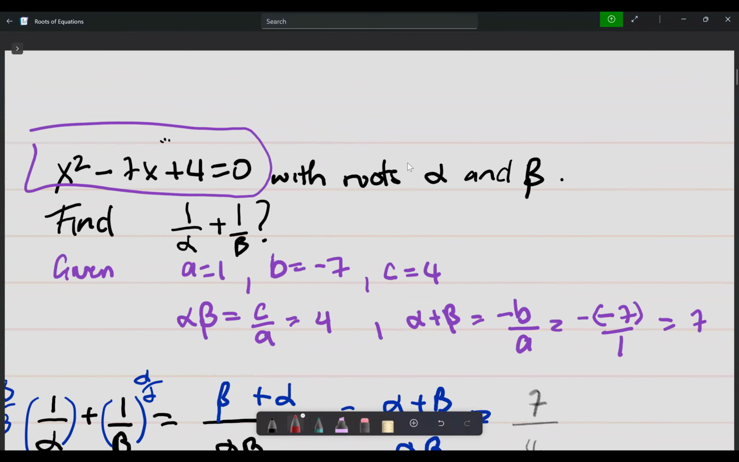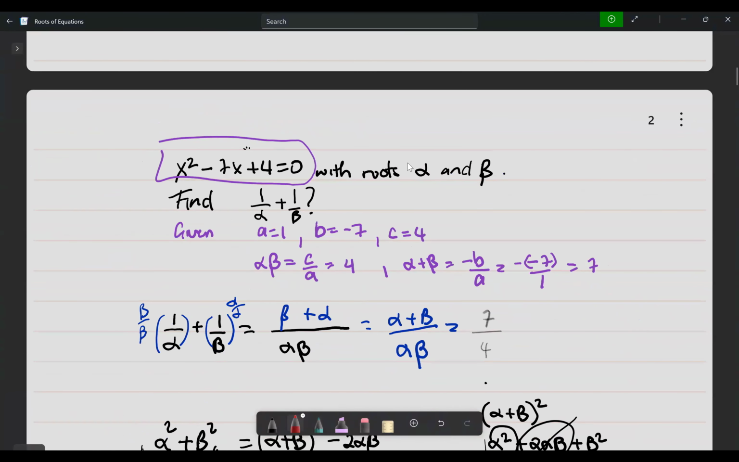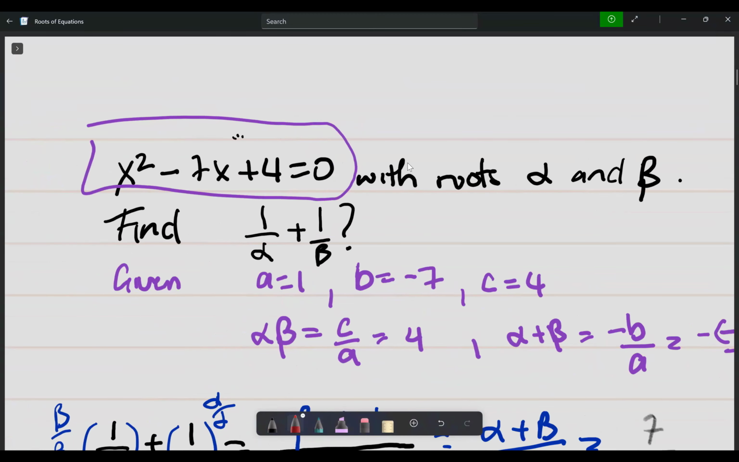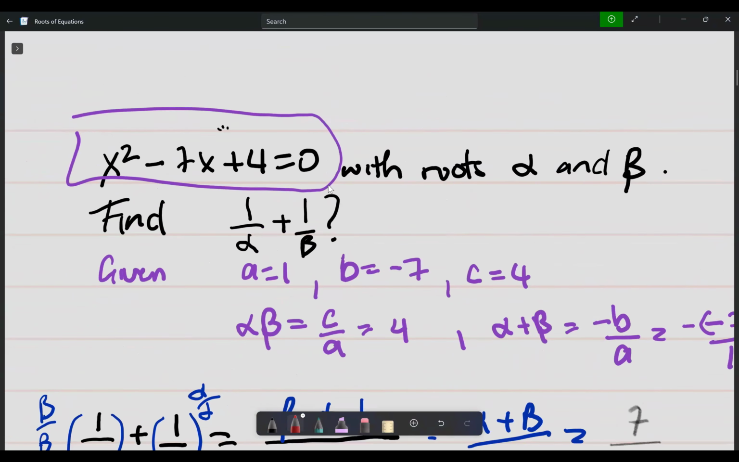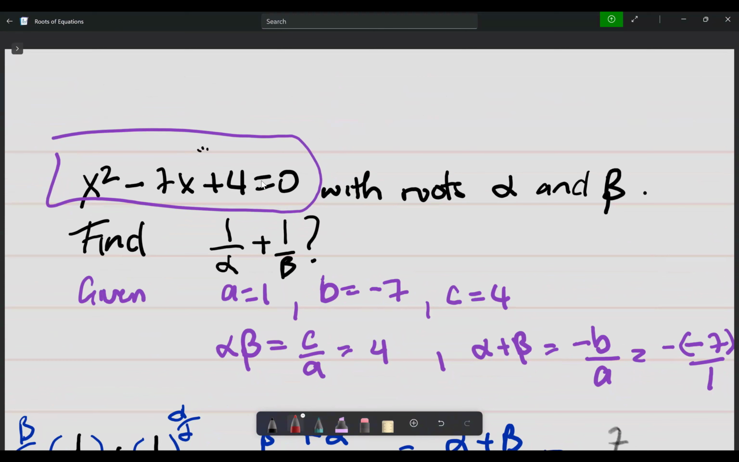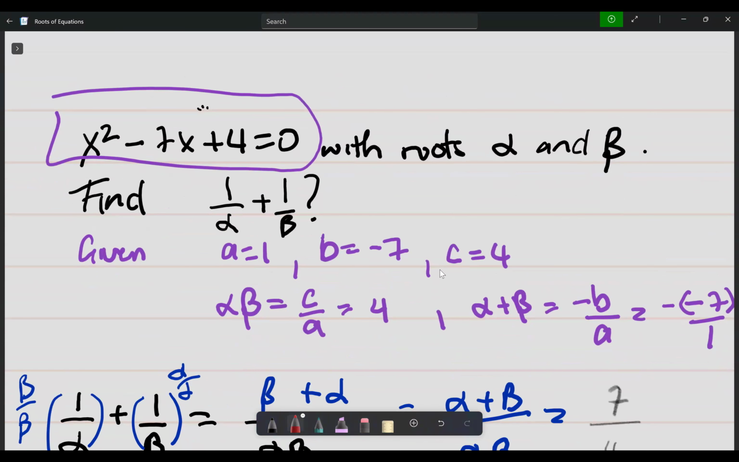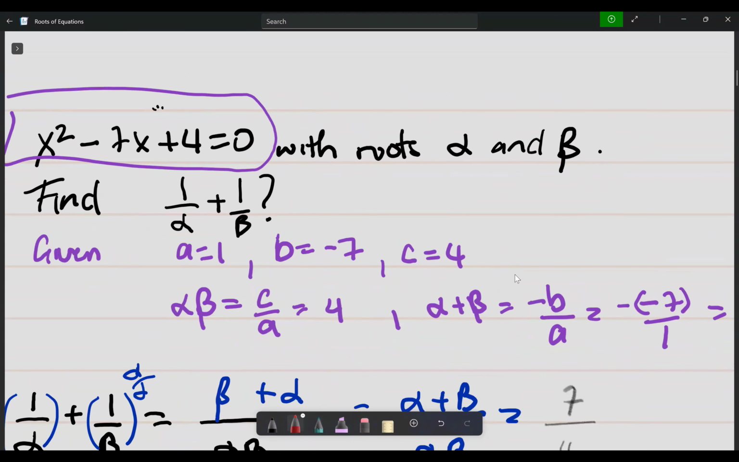So we're going to start with this. We're going to look at the AdMaths question first, which is: this equation has roots alpha and beta. Find 1 over alpha plus 1 over beta. Well, a is 1, b is negative 7, and c is 4, right?